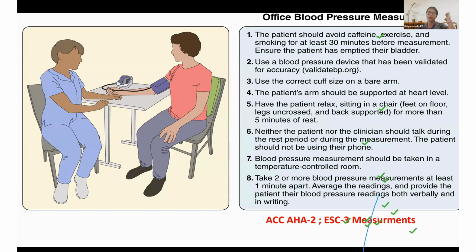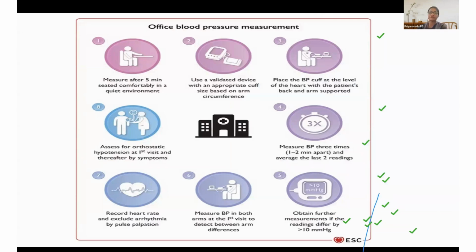And we have to take more than one measurement. Depending on the various professional bodies, the number of measurements varies from 2 to 3. ACC/AHA recommends 2 measurements at least 1 minute apart, and the European Society of Cardiology recommends 3 measurements, again 2 minutes apart. And we have to measure in the other arm also after a 1 minute gap. During the first visit, the first documentation, measure in the opposite arm. And subsequently, when the patient comes for the next visit, you take measurements from whichever arm shows a higher blood pressure.